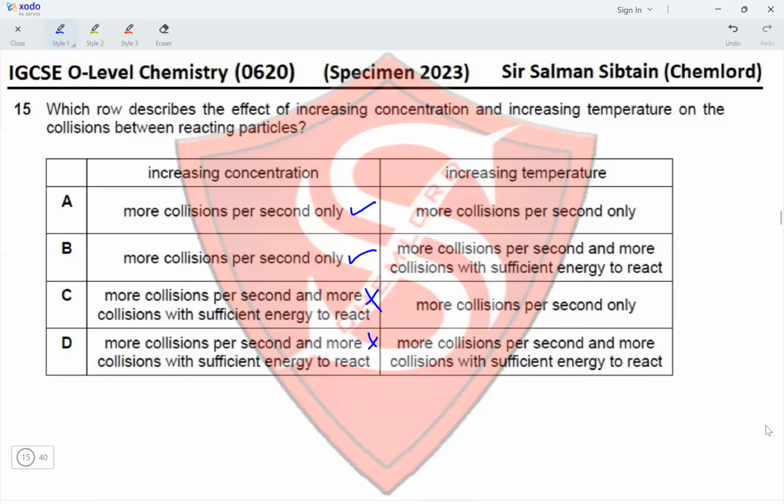Now next, increasing the temperature. Increasing the temperature would result in more collisions per second. Yes, but it would also increase the number of molecules having enough energy that is equivalent to or greater than the activation energy in order for it to react. So more collisions per second only? No. More collisions per second and more collisions with sufficient energy to react? Yes. Therefore, option B is the correct option for this question.